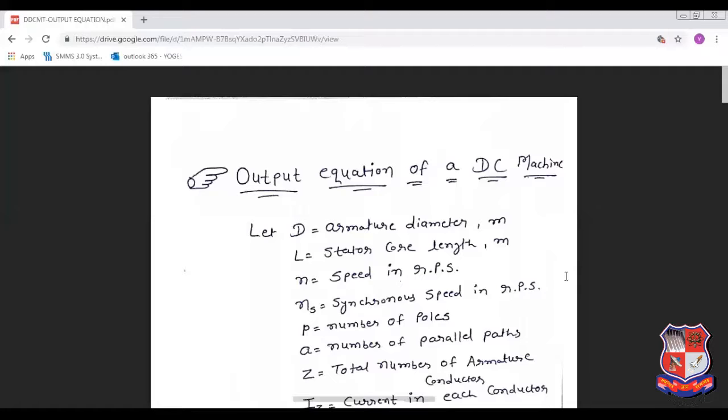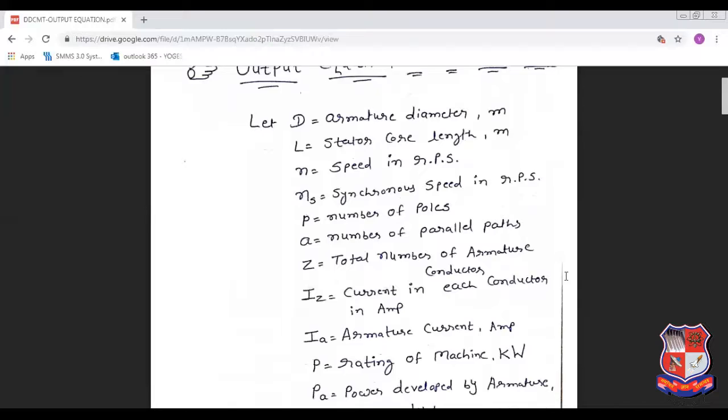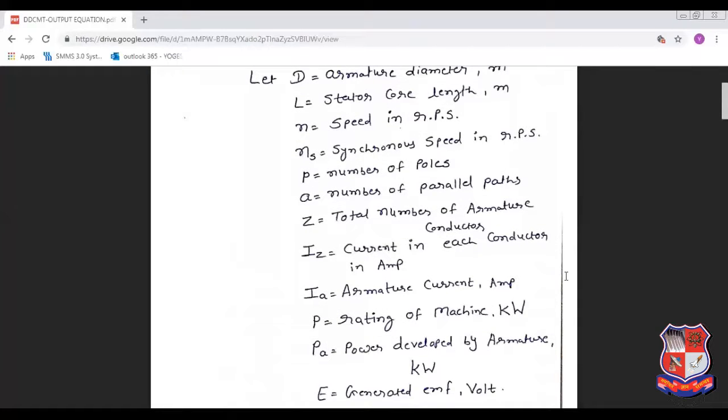Ns equal to synchronous speed in revolution per second. Small p equal to number of poles. Small a equal to number of parallel paths. Z is equal to total number of armature conductors. Iz is equal to current in each conductor in amperes. Ia is equal to armature current in ampere.